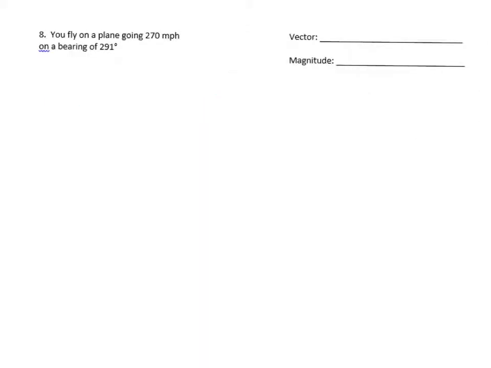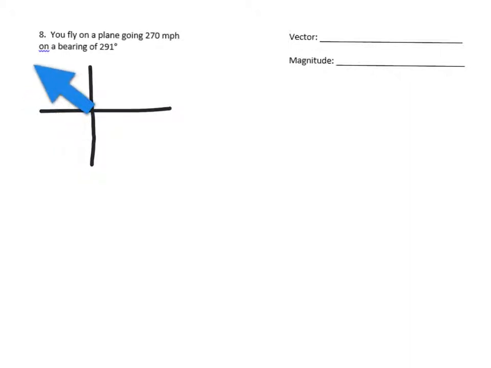Okay, next one. You fly a plane going 270 miles per hour on a bearing of 291 degrees. So if I draw my picture, 291 degrees, let me draw in an arrow. I want it blue. Okay. So for my arrow, 291 degrees, since I'm doing bearing, oops, hold on. I'm going to have to start up here, and I'm going to have to go 291 degrees. So this is 90, 180, 270, which means I have to go another 21 degrees.